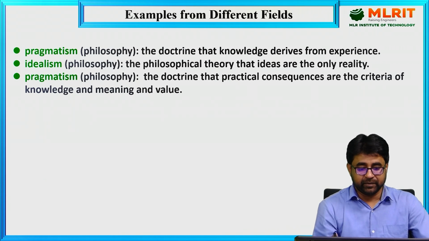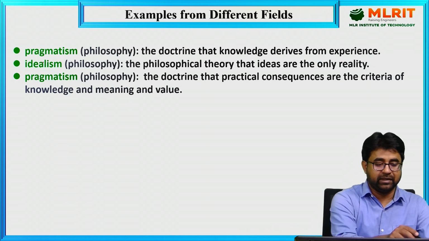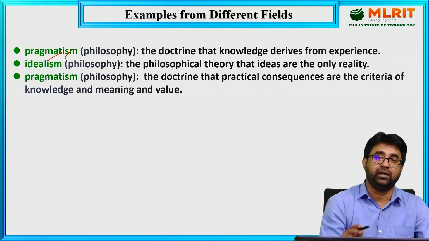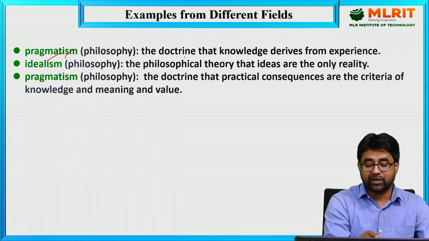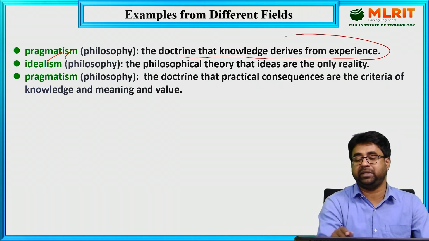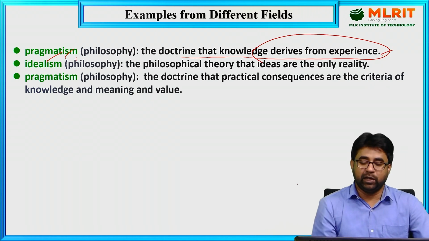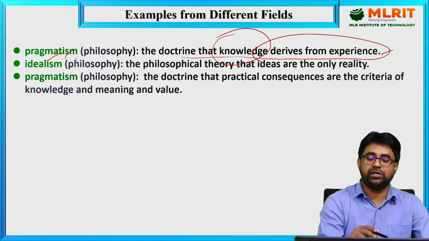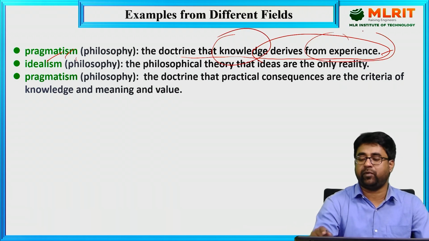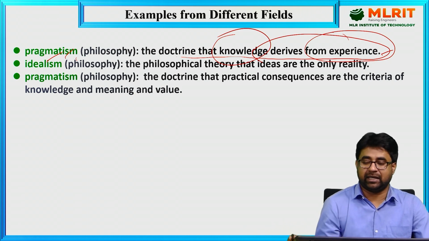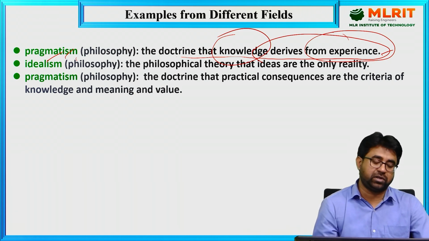Fine. Now let's see examples of different fields. These are examples from the field of philosophy. Pragmatism. What is the meaning of pragmatism? The doctrine that knowledge derives from experience. Very important thing. So if you are pragmatic, that means what? You believe that all your knowledge should actually be derived from your own experience. If you don't have experience about something, that cannot be considered as knowledge.